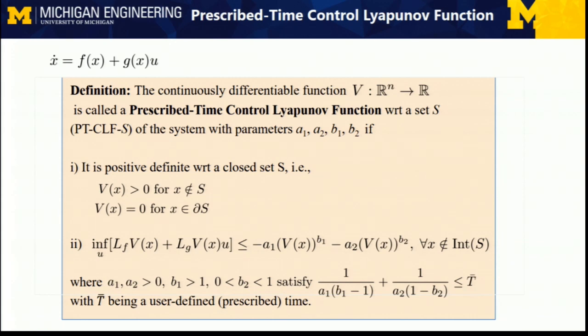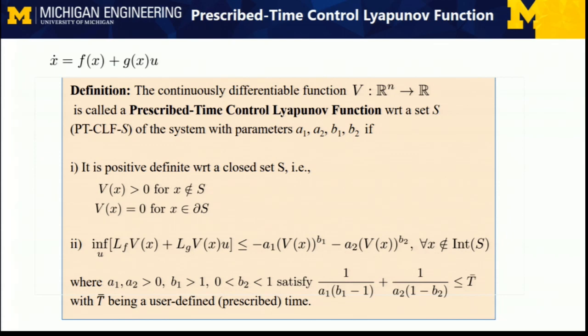We want the time derivative of this function, which is nothing but V dot, under the selection of some control input, to satisfy, not surprisingly, the fixed time convergence derivative condition that comes with a fixed time stability characterization, okay? So if you can find these parameters such that these conditions hold for your candidate Lyapunov function, then this function is called the prescribed time control Lyapunov function with respect to this set S.